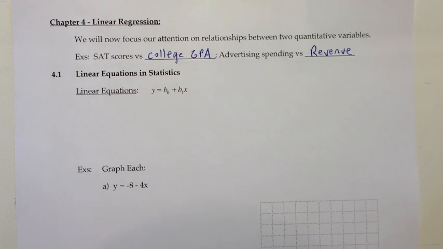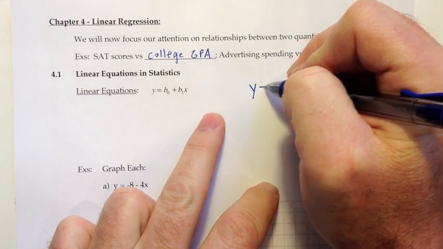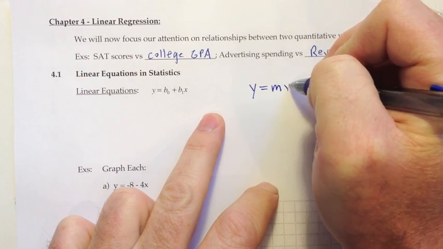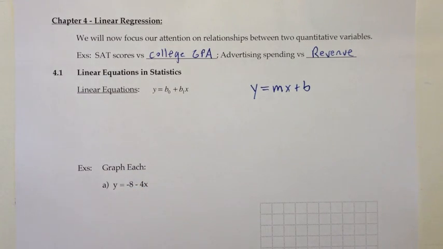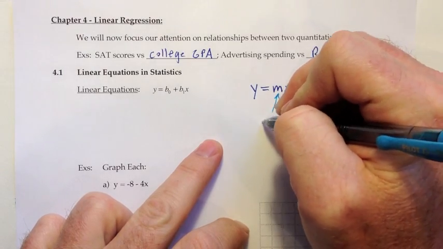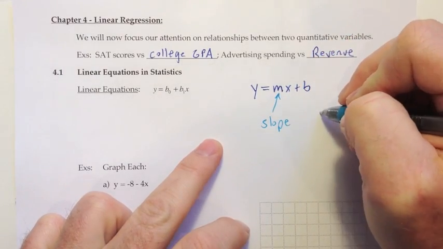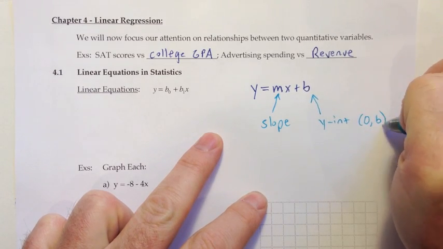And that's section 4.1, linear equations in statistics. So in statistics, the way we write a linear equation is y equals b0 plus b1x. And that might look foreign to you. You probably are more used to, coming from an algebra setting, seeing y equals mx plus b as the way that we would write an equation. And just some reminders about what the different things meant there. The m was the slope of the line. The b gave us the y-intercept, which would have been (0, b).